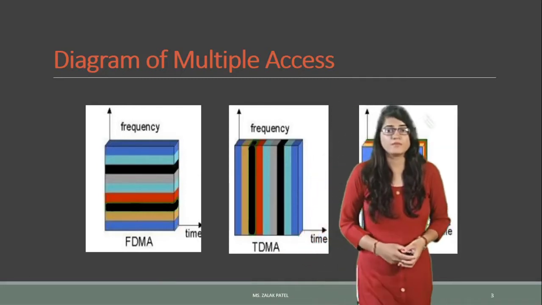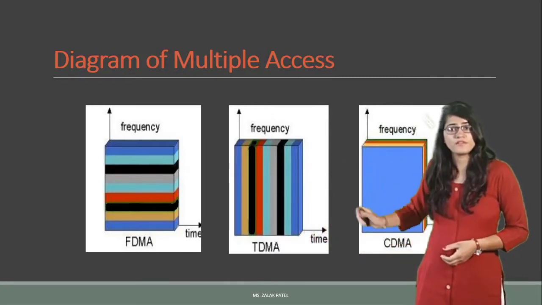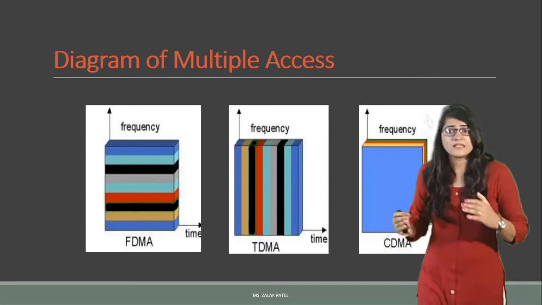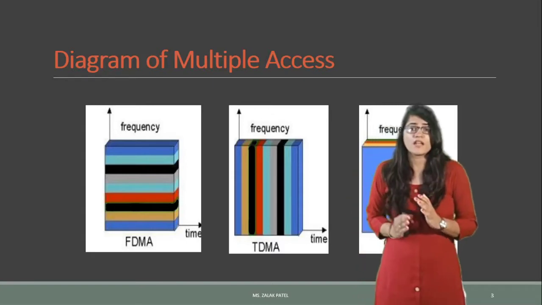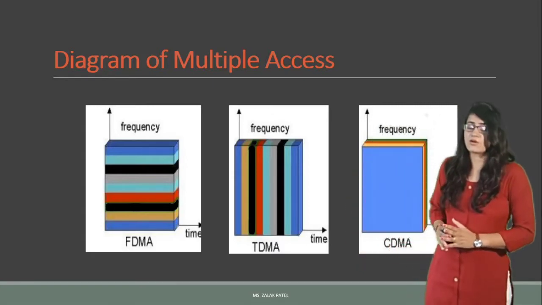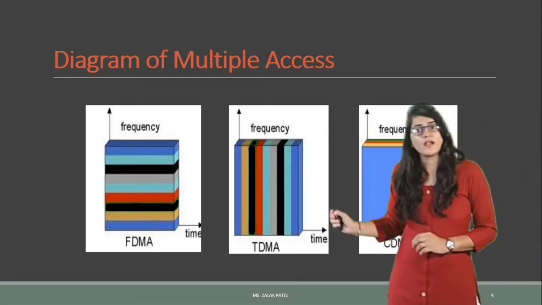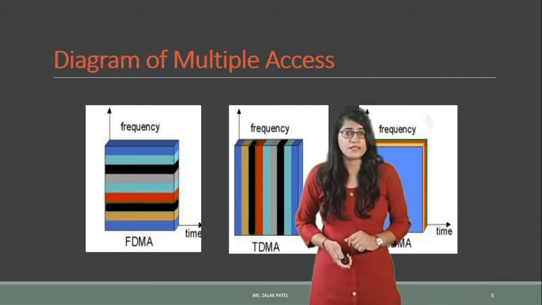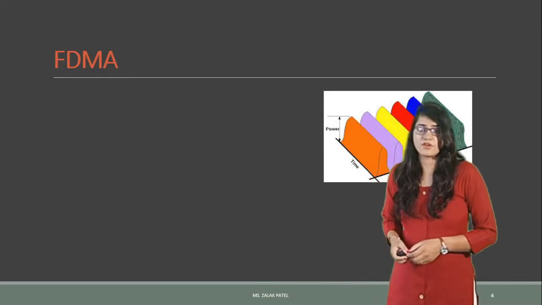Now the third technique is code division multiplexing. In case of code division multiplexing, again a frequency versus time graph is there. But instead of the frequency division or time division, here one type of pseudo-random code that is called a PN sequence is generated, and according to that the data is transmitted. So this is the common diagram of all the three techniques. Now let's understand each one of them.